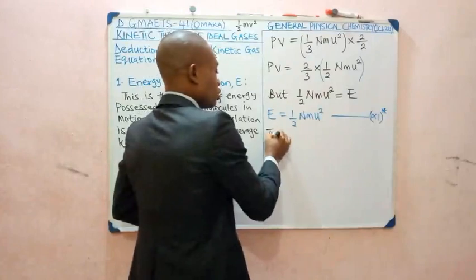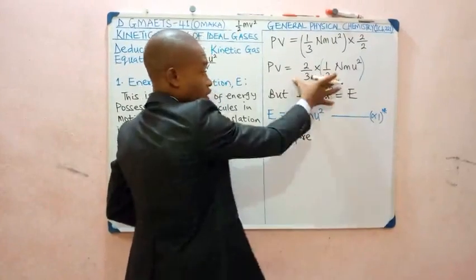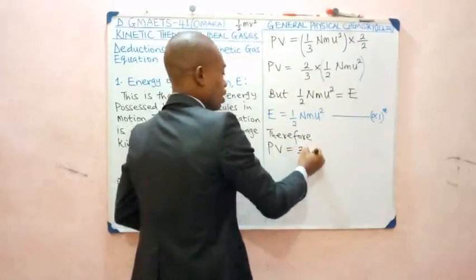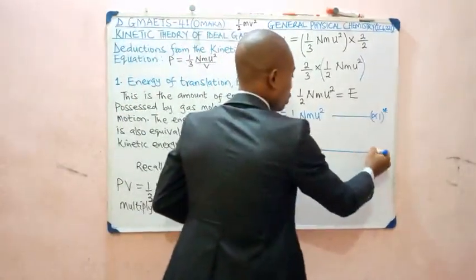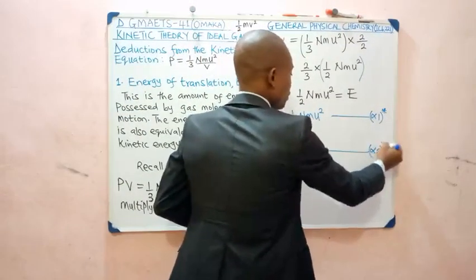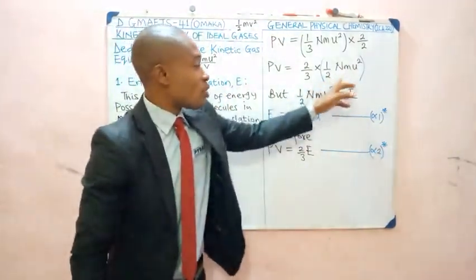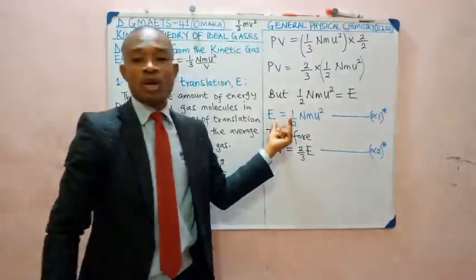Therefore, if we substitute for this into this equation, it means that pressure times volume will give us 2/3 E. And we will call this equation alpha 2 star. What did we do? In place of this term in bracket, 1/2 Nmu², we've replaced it with the energy of translation E.